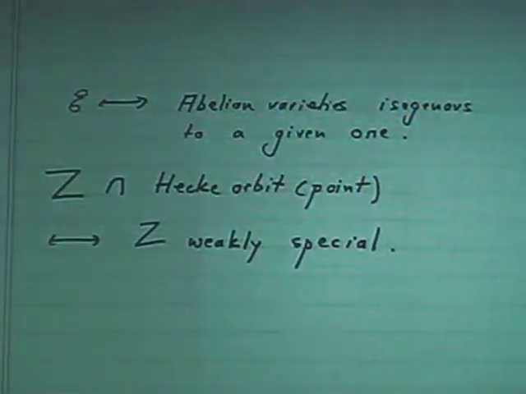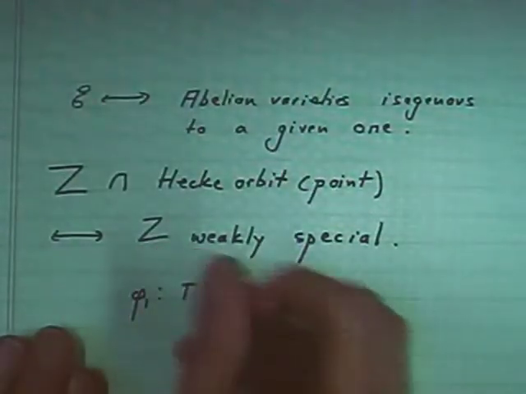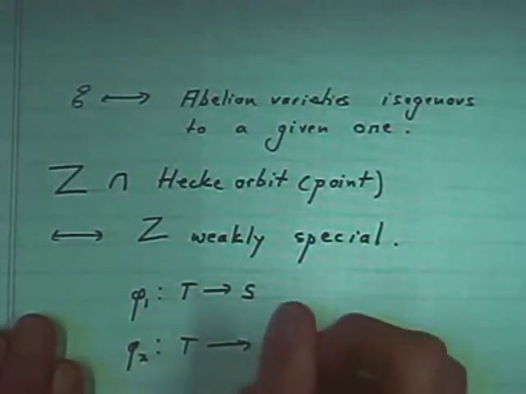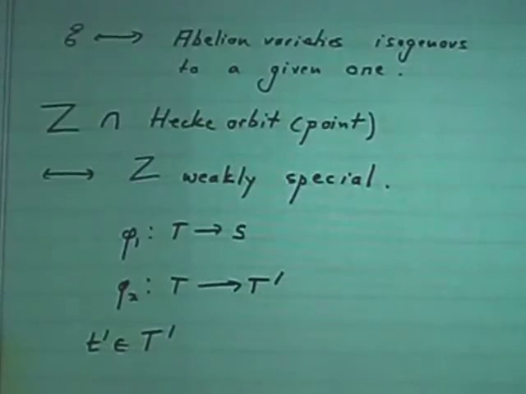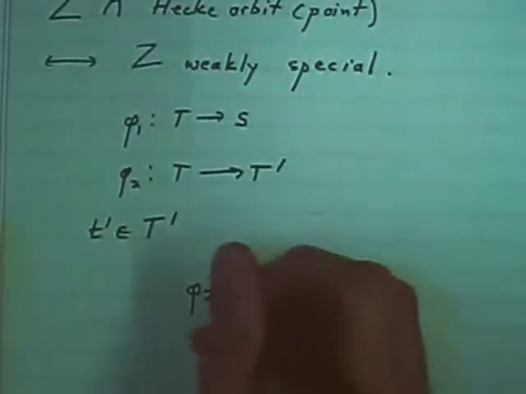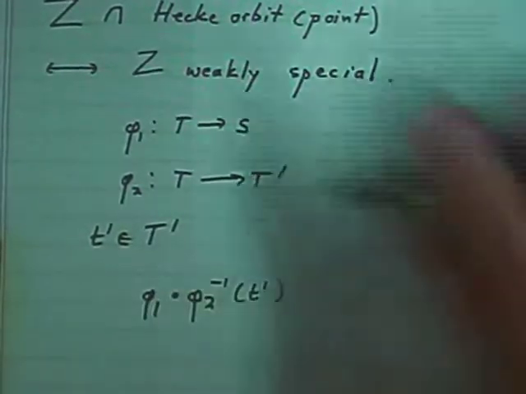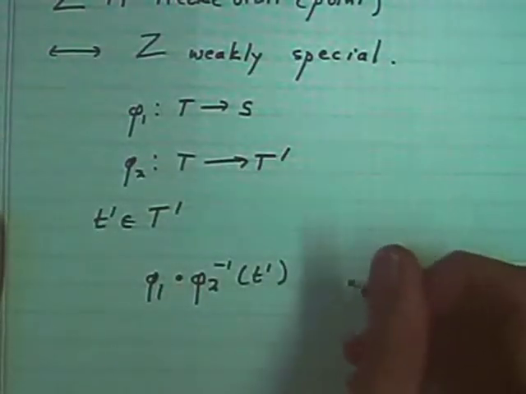So if you're weakly special, you're not quite a Shimura variety, you're something a little bit less. And technically what it means is you're something of this form. You have a map between Shimura varieties, and then you have a point on T prime. Then if you take the inverse image of that point and then you apply phi 1, then you end up in S, and if you're of this form, or you're of this form under the action of a Hecke operator, you're called weakly special.